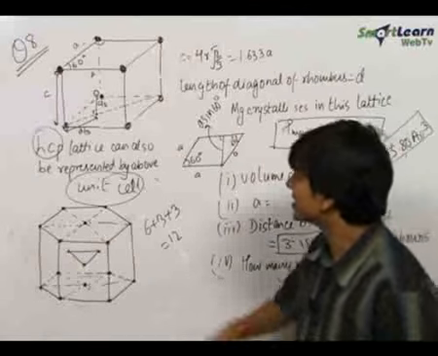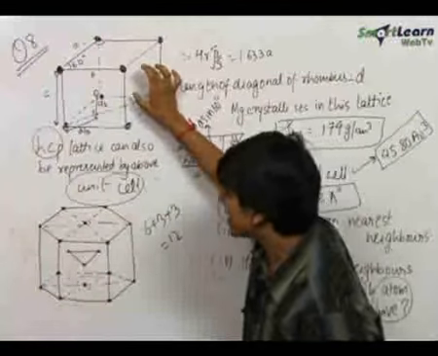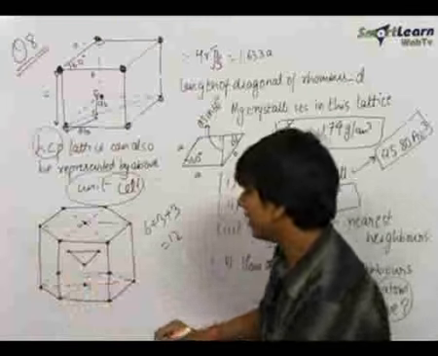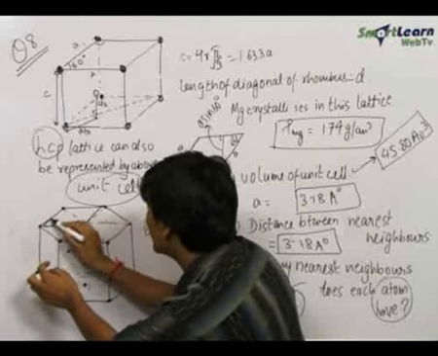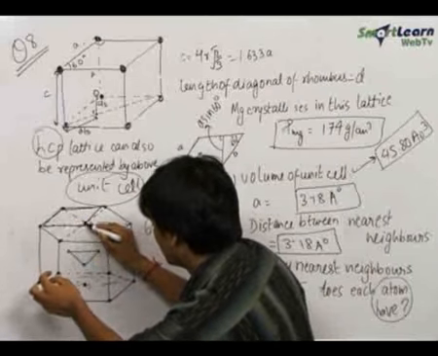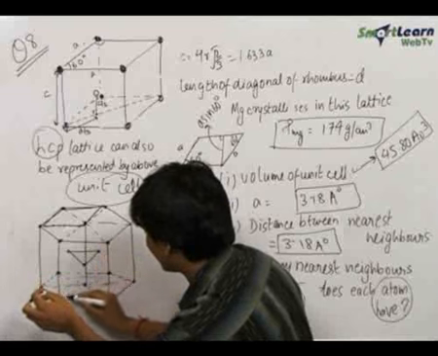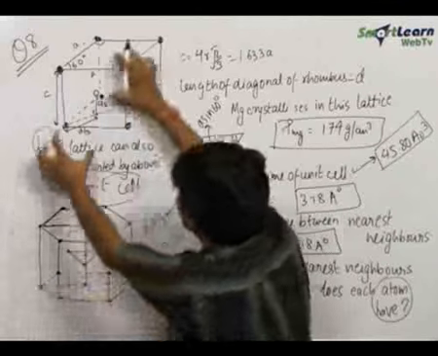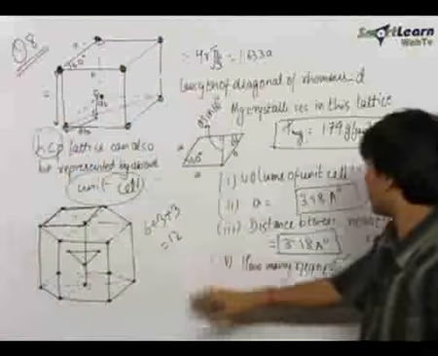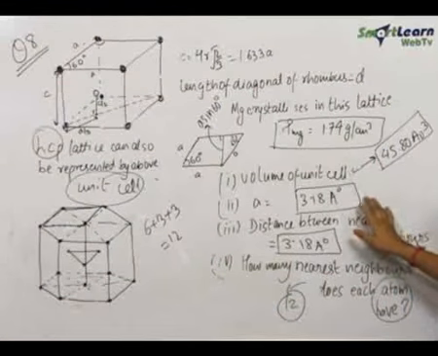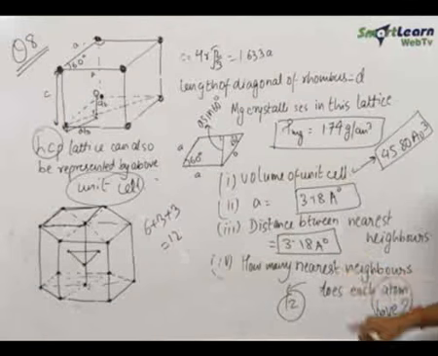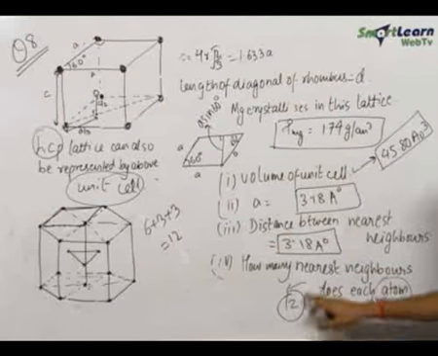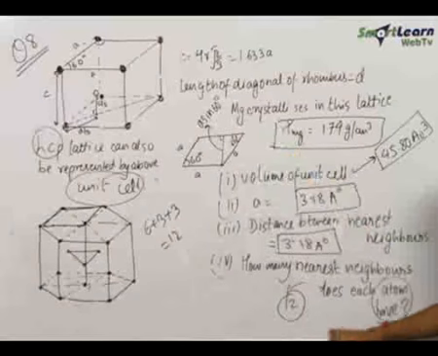One more thing you can notice is that this unit cell is nothing else but a part of this unit cell. It is this part of the unit cell that is being cut to make a unit cell again. So our final answer is: the volume of the unit cell is 45.80 angstrom cube, the unit cell length is 3.18 angstrom, the distance between nearest neighbors is again 3.18 angstrom, and the coordination number for this unit cell is 12.